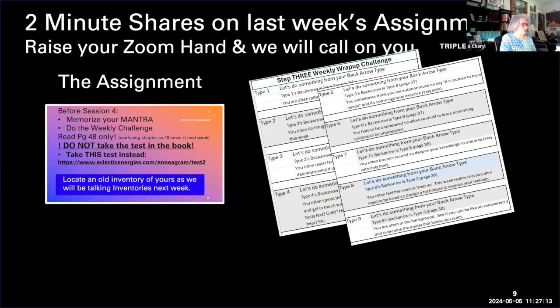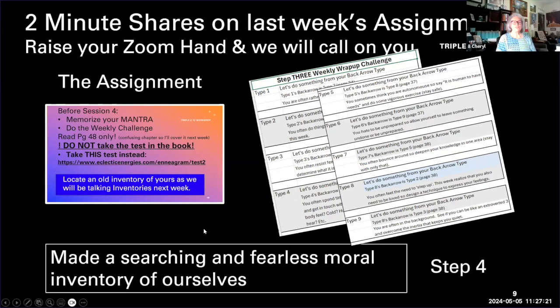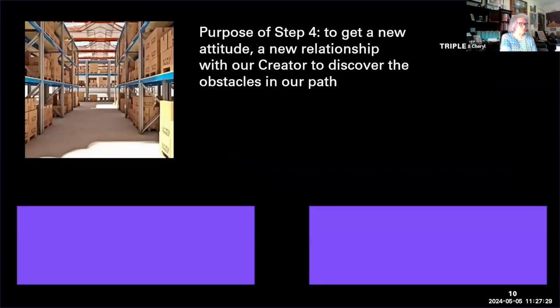So what we are talking about now is made a searching and fearless moral inventory of ourselves. We are talking about step 4. That's the step and chapter that we're on. The purpose of step 4 is to get a new attitude and a new relationship with our Creator to discover the obstacles in our path. That's from the Big Book. That's what Bill W. said step 4 is about, a new relationship with our Creator to help us discover the obstacles in our path.